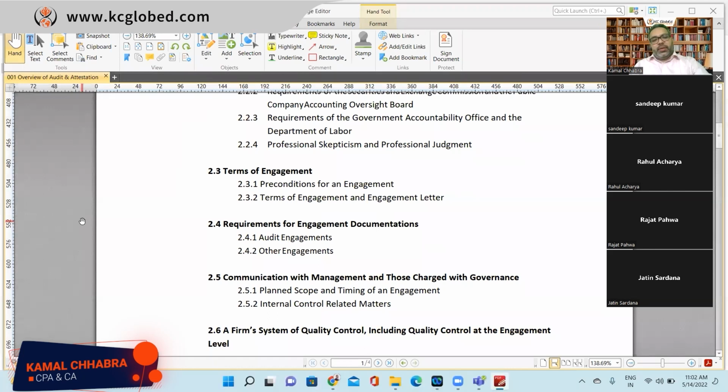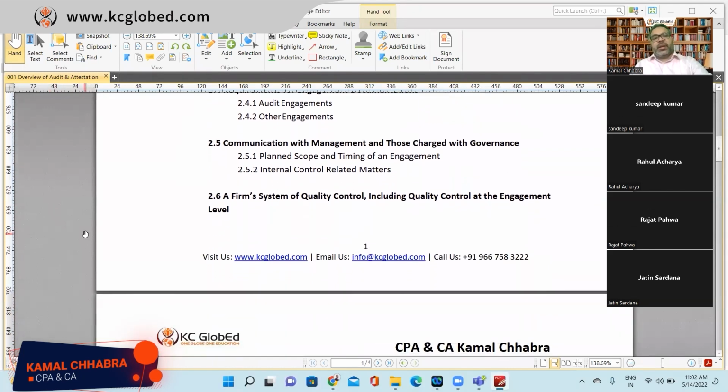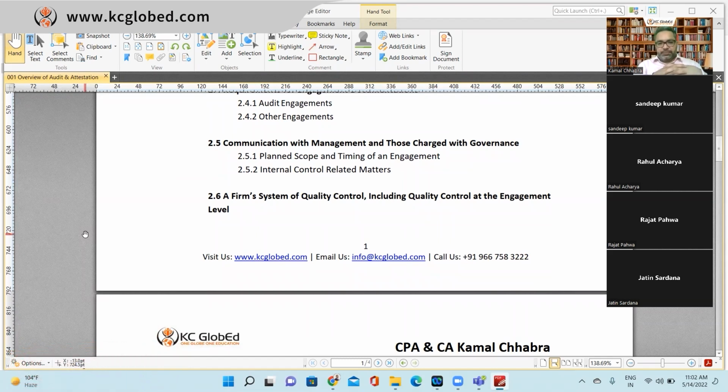So here, with communication with the management and those charged with governance, what type of communication will you be making to them? So one is the scope of work, the engagement letter, right? It has to be signed by those charged with governance or management, right? Then second, you'll be communicating to them the overall scope of your work. At the same time, you'll be communicating the timing of the work as well.